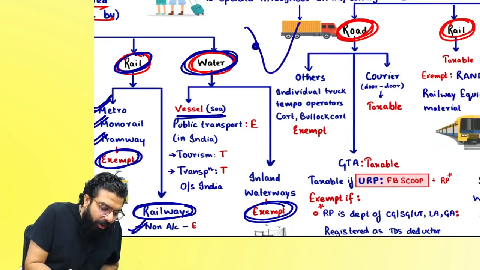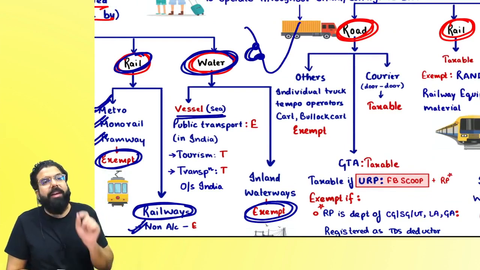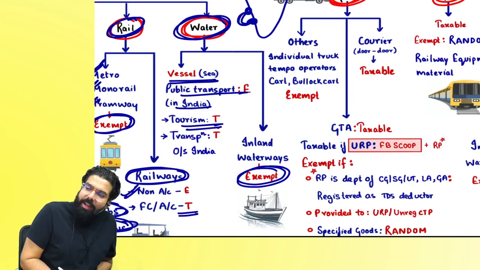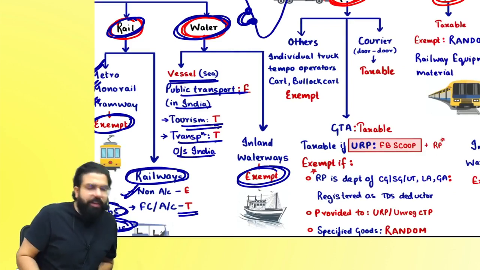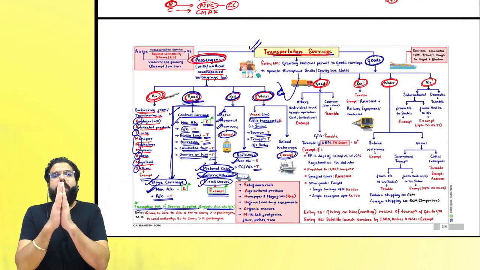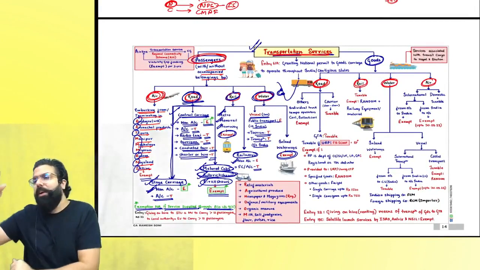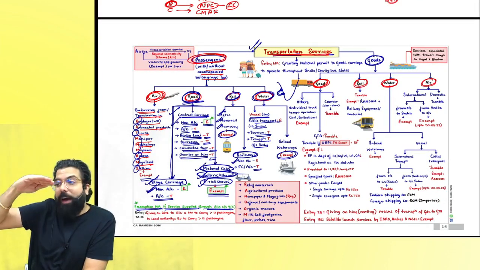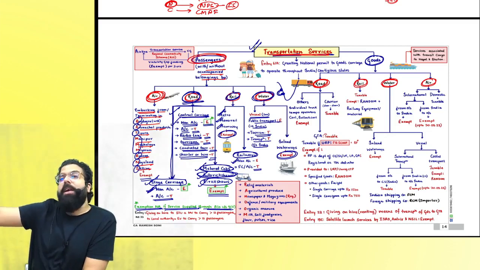But if it is a vessel, that is the sea route, in the case of coastal transportation of passengers, basically public transportation by sea, then it is exempted. Tourism is always taxable, and transportation outside India is always taxable. What did I go ahead and tell you? I told you transportation of passengers, if it is happening by air, going to Bagdogra, coming from Bagdogra, is always exempted.